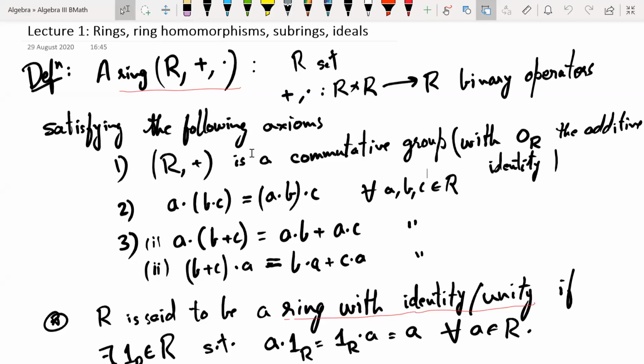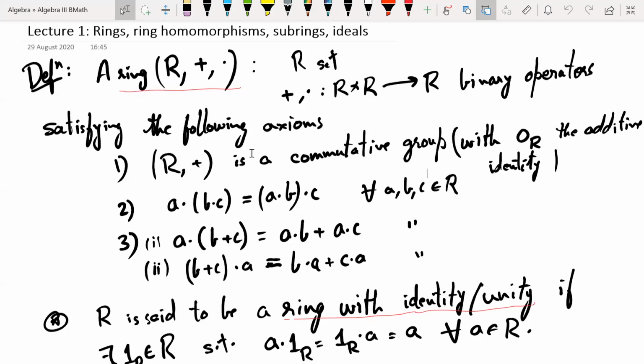A ring is a triple (R, +, ·), where R is a set, and + and · are binary operators on R, which means they are functions from R × R to R. It's like a group, but there is more structure. In a group we have only one binary operator, let's say plus, which satisfies some axioms. Here we have two binary operators on this set, plus and dot, and they should satisfy the following axioms.